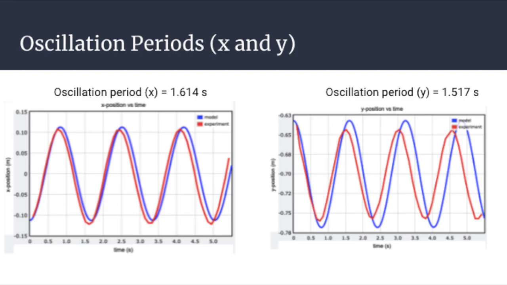Looking at these graphs, as well as the data itself, the oscillation periods predicted by each are slightly different. For the X position data, I got the average oscillation period to be 1.614 seconds, and for the Y position data, I got it to be 1.517 seconds. Looking at the two graphs, the X graph is closer to the experimental data, so the X oscillation period is most likely closer to the true oscillation period.